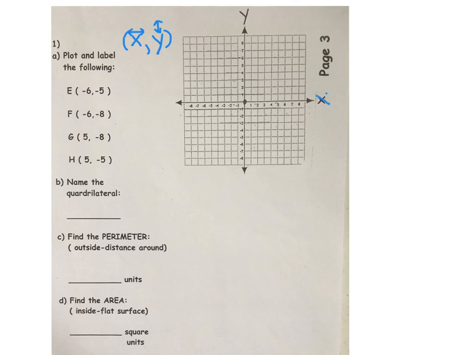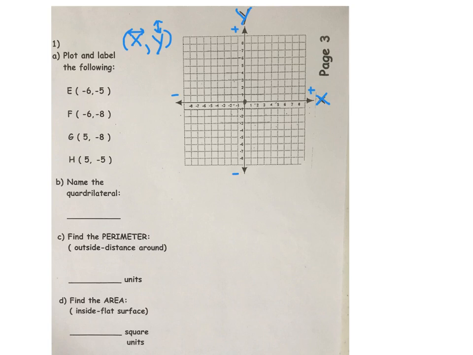Remember, here's our x-axis. Our positive values are to the right of the origin, and our negative are to the left. Here is our y-axis. Your positive values are above the origin and your negative values are below.